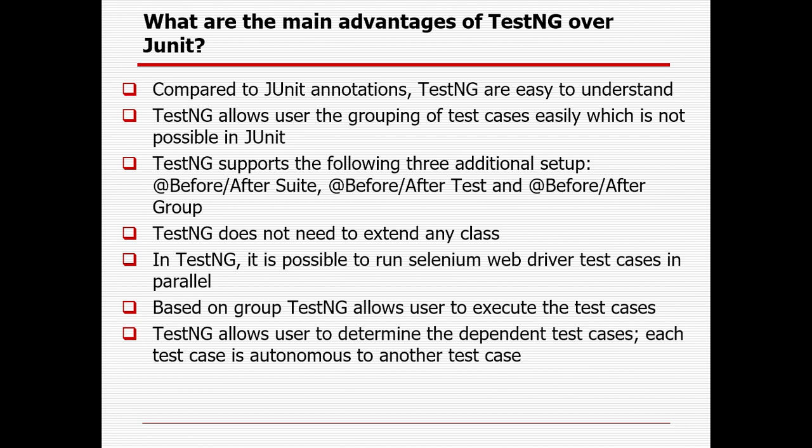TestNG supports all the annotations, but TestNG supports a few more annotations apart from those supported by JUnit, like BeforeSuite, AfterSuite, BeforeTest, AfterTest, and BeforeGroups, AfterGroups. These are the additional annotations supported by TestNG. TestNG does not need to extend any class. In TestNG, it is possible to run Selenium WebDriver test cases in parallel, but JUnit does not have this feature. Grouping is not possible in JUnit, whereas TestNG provides that feature. TestNG allows the user to determine dependent test cases. Each test case is autonomous to another test case, whereas JUnit does not have this feature.